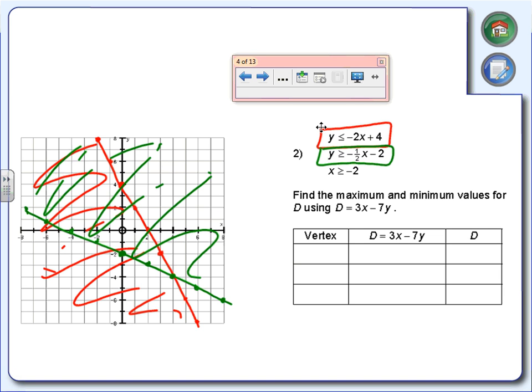And now we have one more left. The last one we have to work with is that x is greater than or equal to negative 2. Now notice there is no y on this one. So what kind of line do you get when there is no y? Vertical line. It's going to be a line that goes straight up and down. That's what we're looking for.